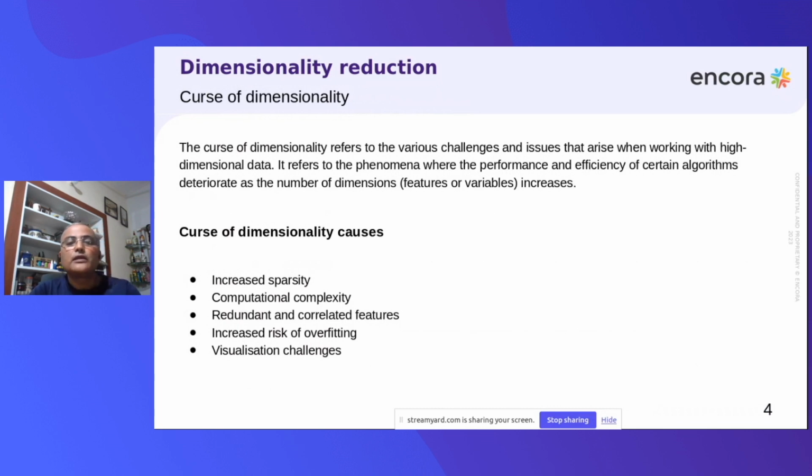So it refers to different challenges and issues that would arise when working with high dimensionality data. The performance and the efficiency of some of those algorithms would deteriorate if there are too many dimensions. As I said earlier, in deep learning parlance, we would end up having features which are several thousands or several billion.